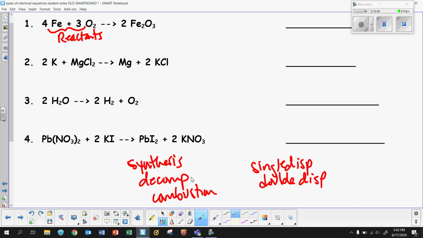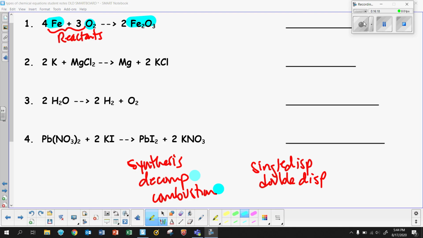All right, now, is it combustion? We see oxygen. Is that combustion? No, it's not combustion because the other reactant's not a hydrocarbon, doesn't have carbon and hydrogen, and the products are not CO2, water, and energy. So we've eliminated decomp, we've eliminated combustion. What else do you think it might be?